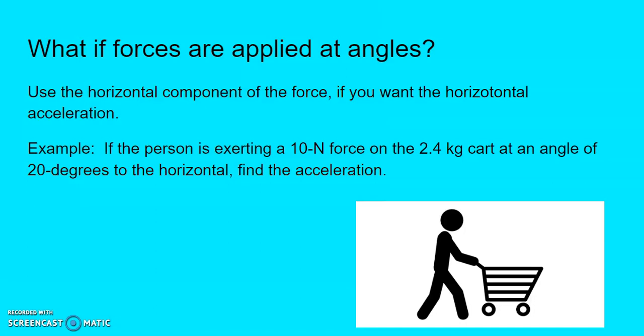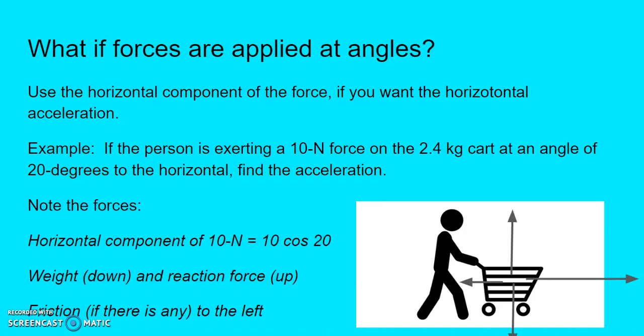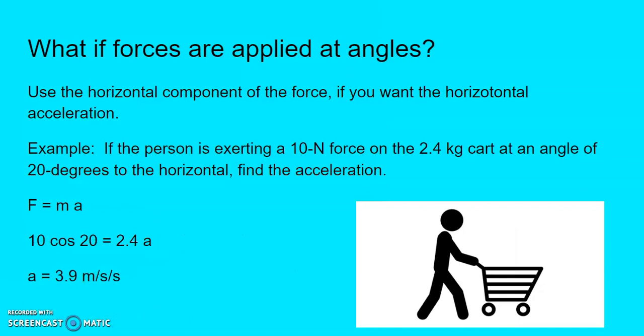Well, we have to use the horizontal component of the force. The horizontal component of the force is 10 times the cosine of 20. There's still a weight down and a reaction force up. And if there's any friction, it's going to be to the left. So when we solve this problem, we've got F equals ma. That's 10 cos 20 equals 2.4a. Therefore, the acceleration is 3.9 meters per second squared. I do need to remind you, make sure your calculators are in degrees mode when you are solving problems like this.